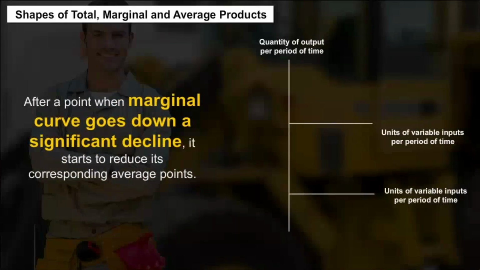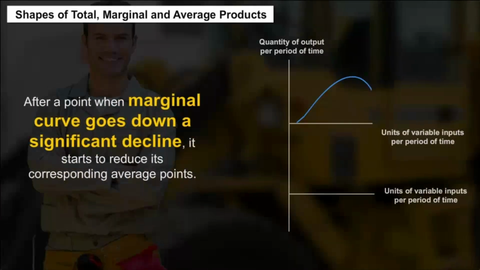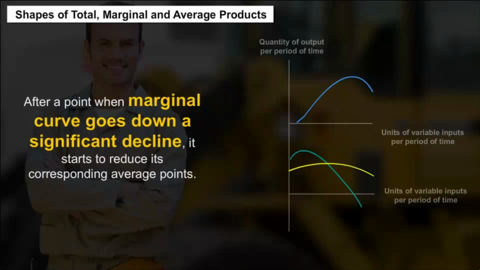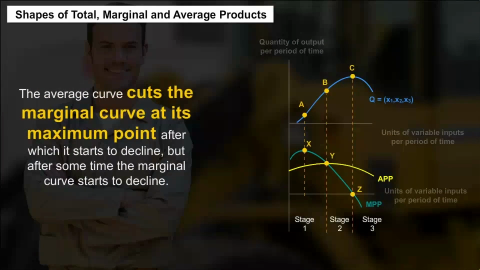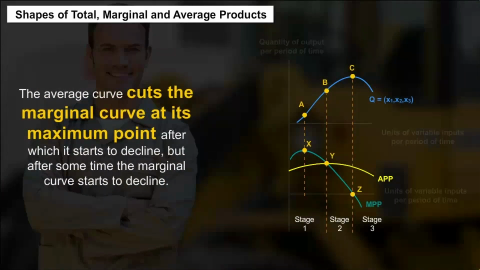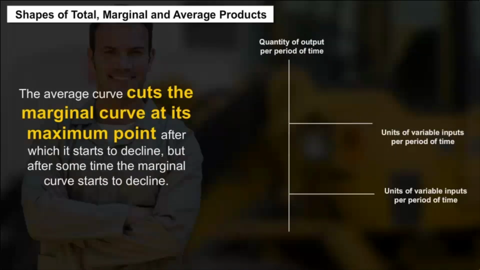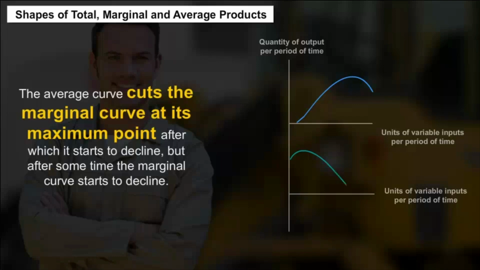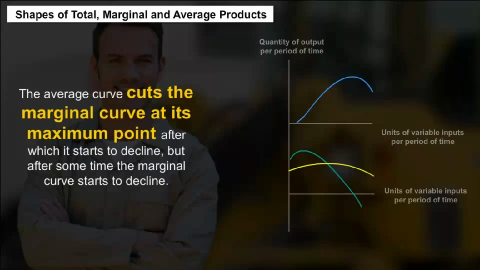After a point when the marginal curve goes down significantly, it starts to reduce its corresponding average points. The marginal curve cuts the average curve at its maximum point, after which the average starts to decline, but after some time, the marginal curve starts to decline.